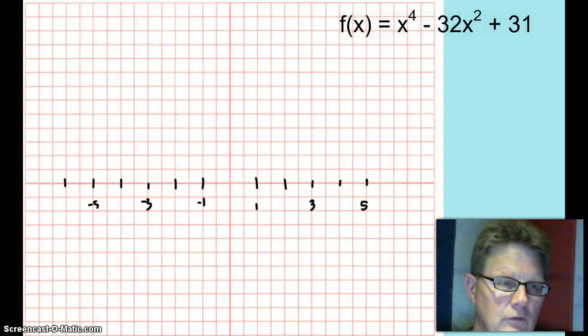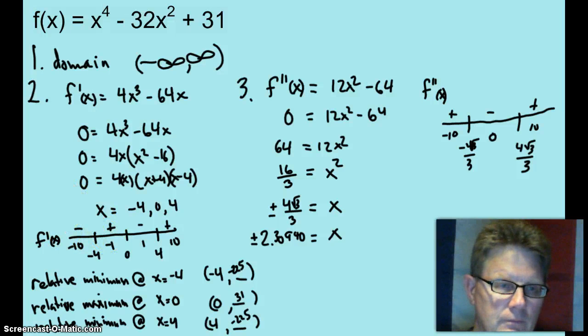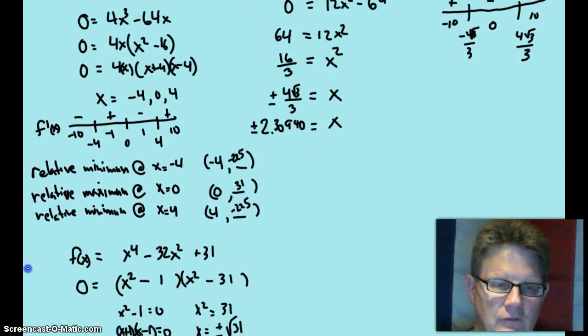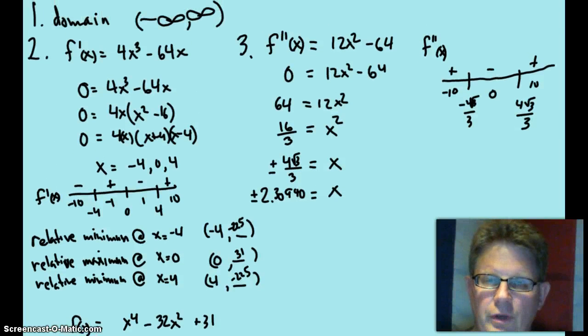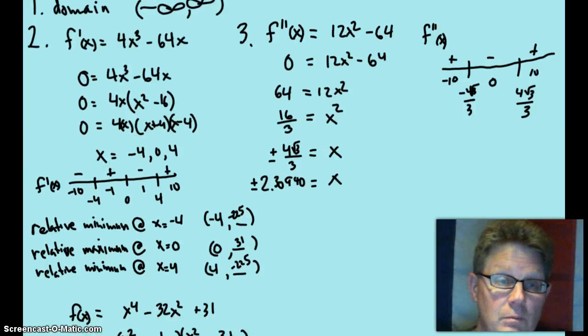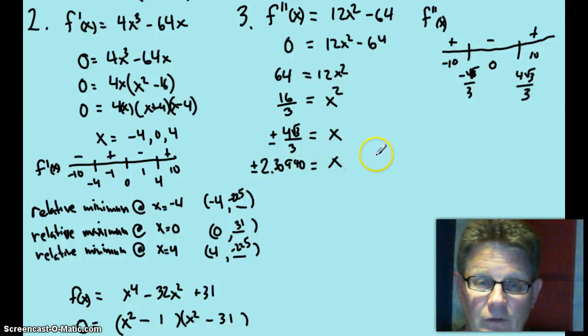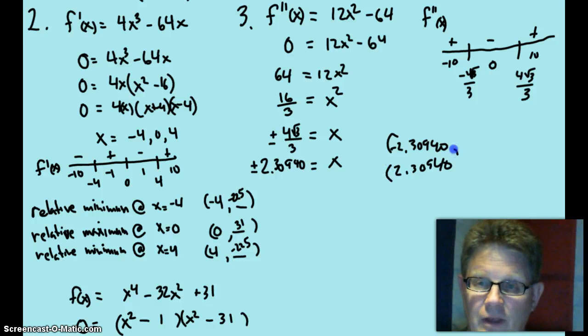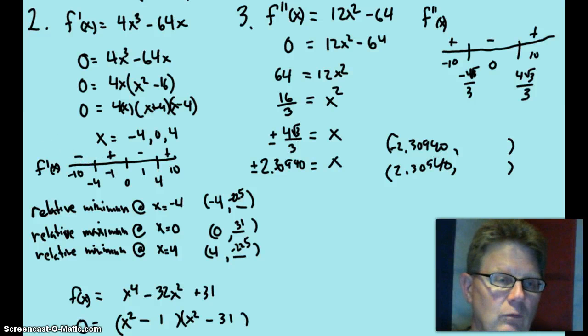Actually, we need points, so let's go back and find some points here. We have points for our relative mins and maxes. We do not have points for our points of inflection yet. So let's go ahead and find the coordinates of the points for our inflection points. So negative 2.30940 and 2.30940. Let's find the y values by putting those back into the original function. All right, come on back and we'll find those.